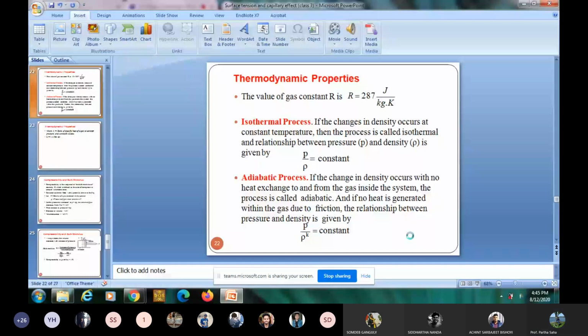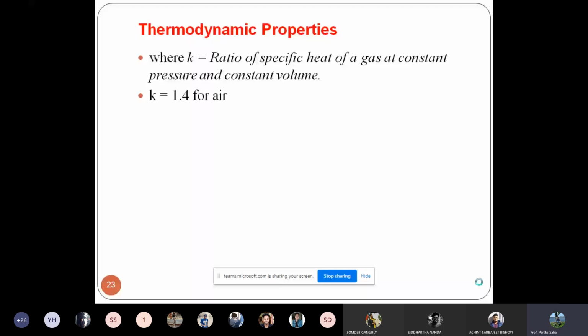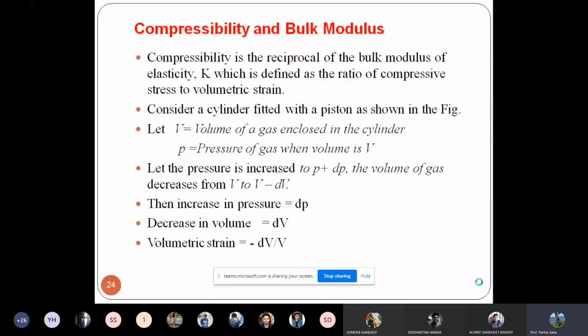That is, k is the ratio of specific heats, Cp at constant pressure and Cv at constant volume, and this is generally 1.4 for air. So that's how you determine it. Now, compressibility and bulk modulus. Compressibility is nothing but the reciprocal of the bulk modulus, and the bulk modulus K is the ratio of the compressive stress and volumetric strain.